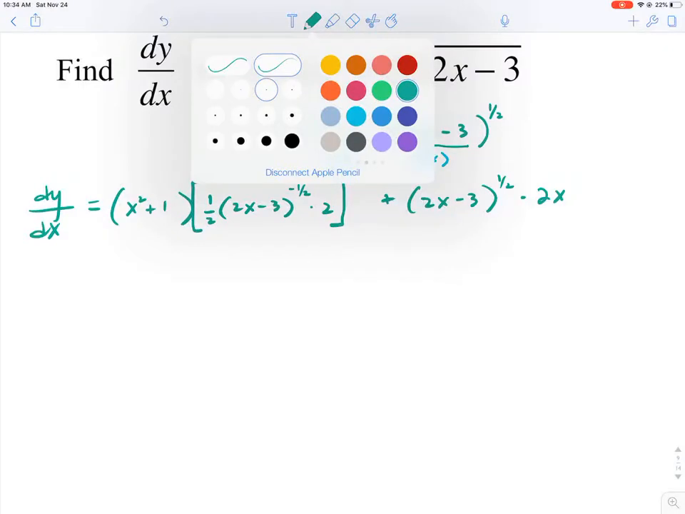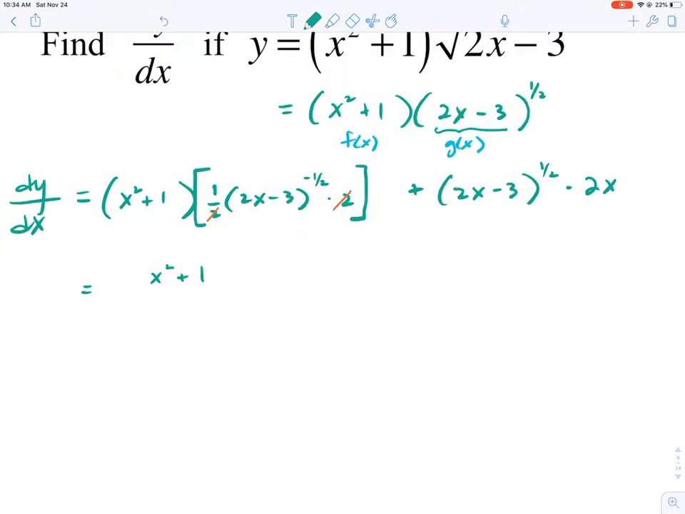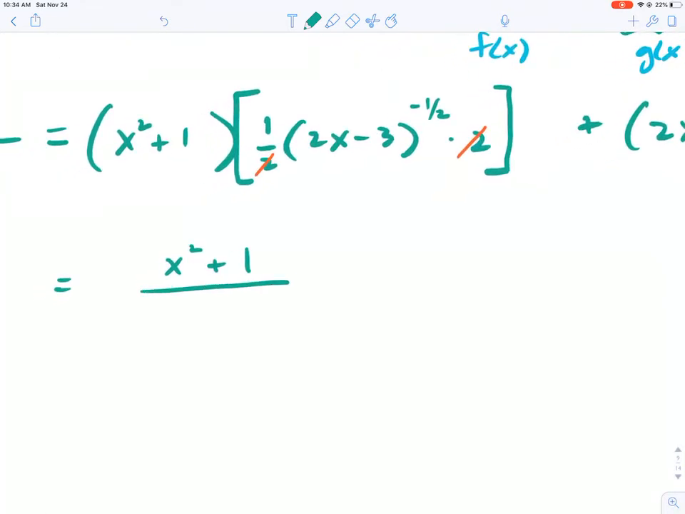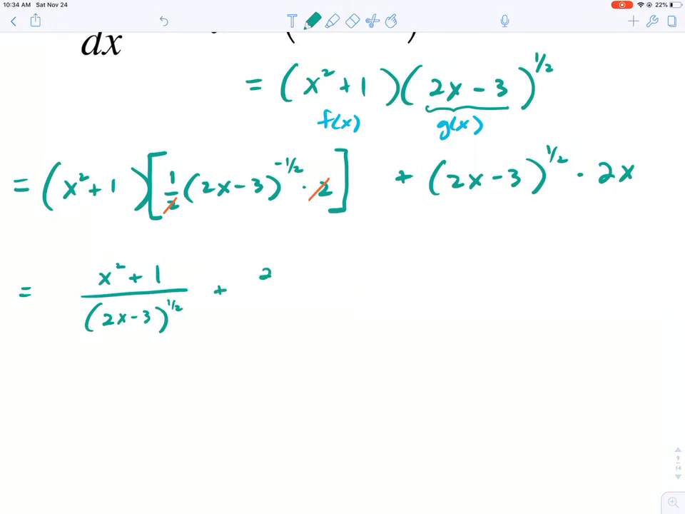So to clean this up now, you can see that the 2's here will cancel. Rewriting without the negative exponent, that'll be (x squared plus 1) over (2x minus 3) to the 1/2 power, plus 2x times (2x minus 3) to the 1/2.